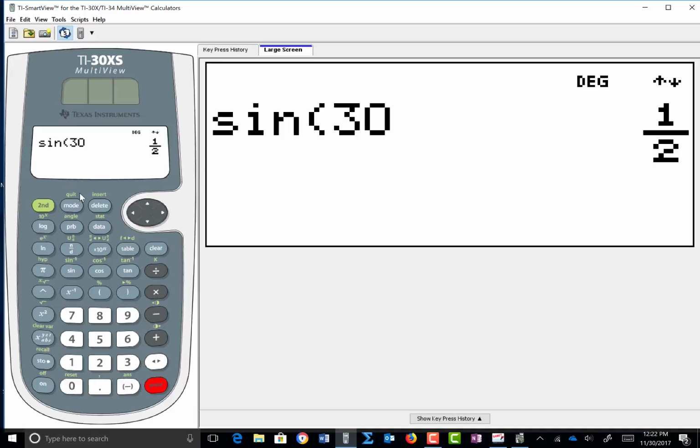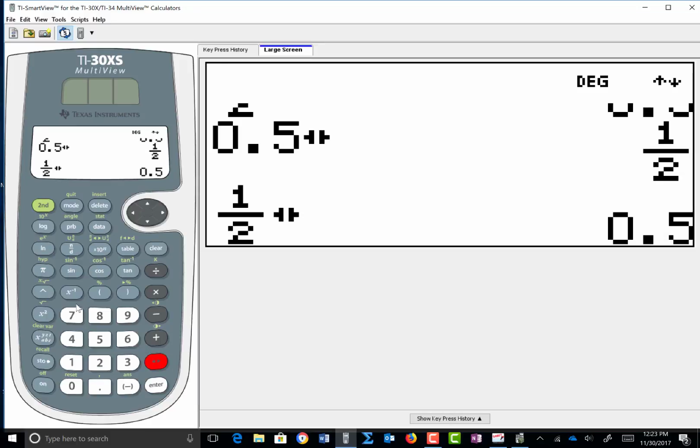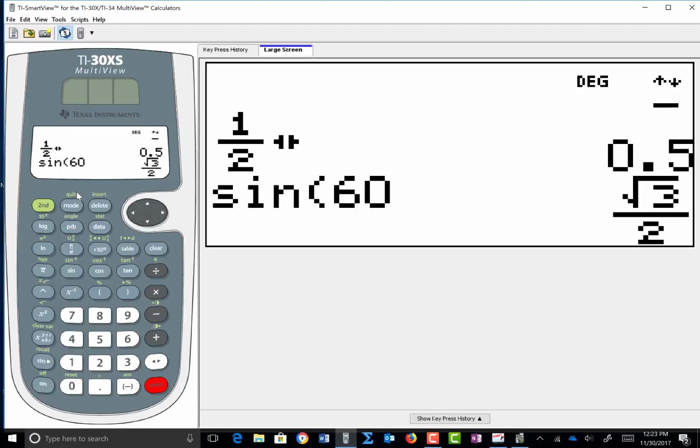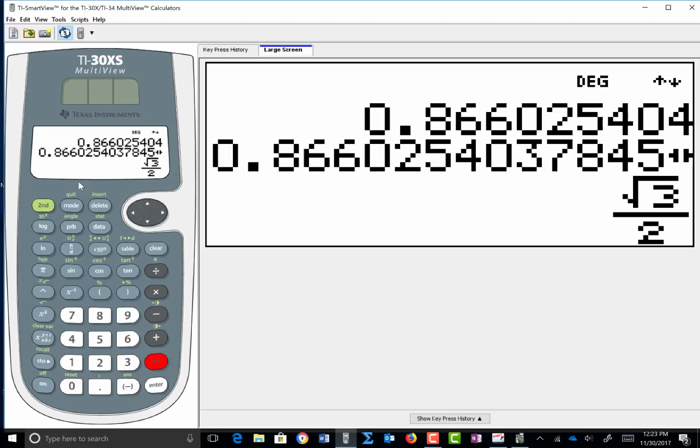So if I hit enter, it gives me 1/2. If I'd prefer a decimal, I can hit those buttons there and it'll give me the decimal. So I can go back and forth with that. If I did sine of 60, it's going to give me the exact answer. If I want the decimal, it's going to give it to me that way. So you can go back and forth with this particular calculator. So that's what that one looks like.